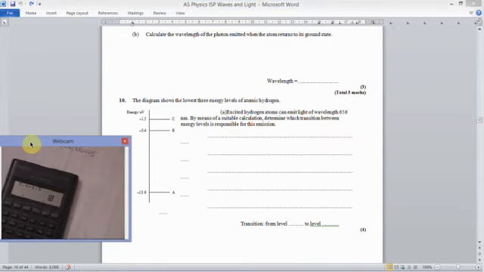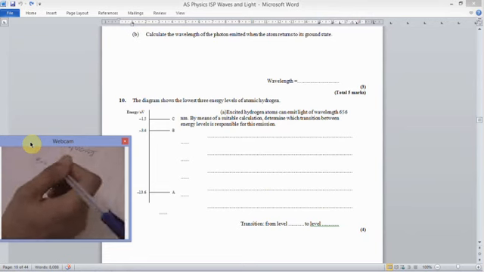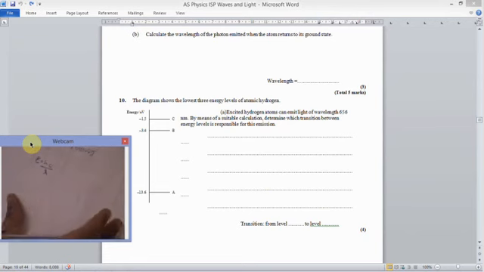The diagram shows the lowest 3 energy levels of atomic hydrogen. Excited hydrogen atoms can emit a wavelength of 656 nanometers. By means of a suitable calculation, determine the transition which is responsible for this emission. Okay, so this is slightly different to the way we've done it before, but it's the same equation time and time again: E equals hc over lambda. So often that comes up.